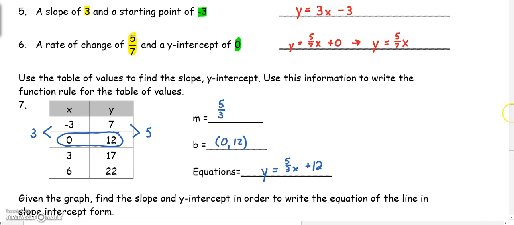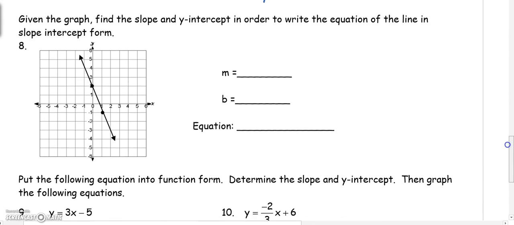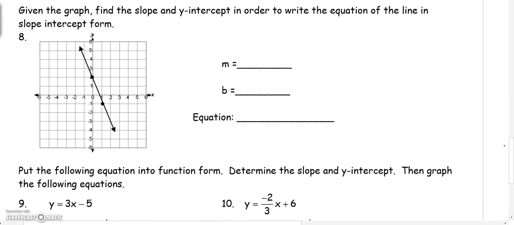Let's look at another example with a graph. So in number 8, we're given a graph where we have to find the slope and y-intercept in order to write the equation of the line. So when I look at my graph, my line is falling from left to right, which means I'm going to have a negative slope. So I want to figure out how much did I go down. So I went down 1, 2, 3, minus 3, and over 1.